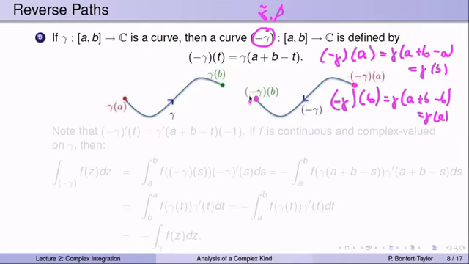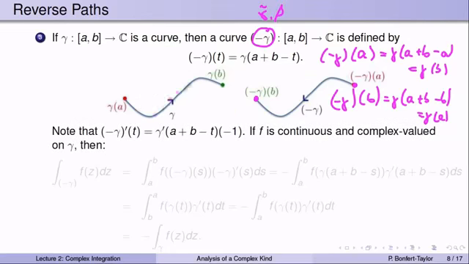The curve minus gamma passes through all the points that gamma went through, but in reverse orientation. That's why it's called the reverse path. Now, what's the derivative of minus gamma? Minus gamma prime of t is the derivative of this function gamma of a plus b minus t. That's a composition of two functions, so we get gamma prime of a plus b minus t. That's the derivative of what's inside. But the derivative of a plus b minus t is minus 1.